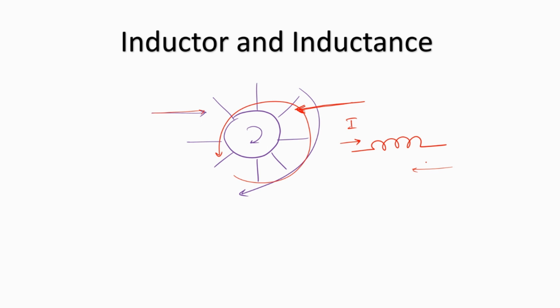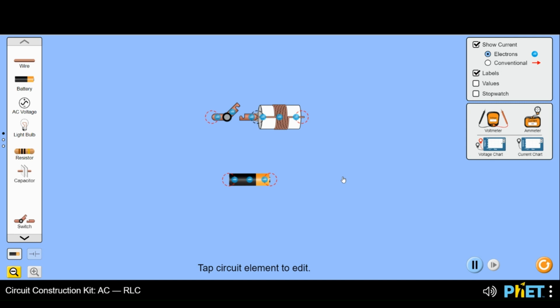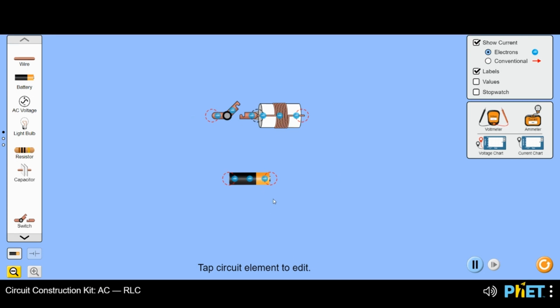Let us view this with the help of a virtual simulation. This is the PhET simulation environment where I have taken three components here. One is the battery, one is the inductor, and another one is the switch. Now, this battery's voltage can be varied. So, let me keep it at say 10 volts, and I can change the inductance.